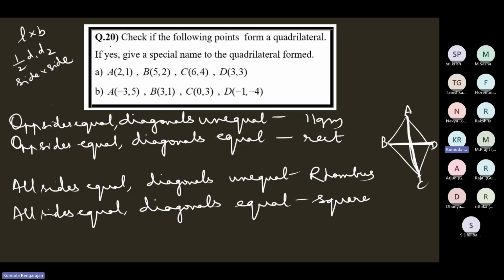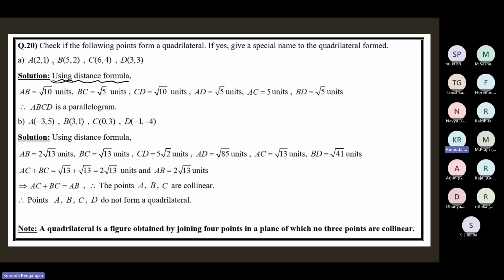I'm talking about this question 20 AB, where the heading is: check if the following points form a quadrilateral. Check if it forms a quadrilateral, and if it forms, give a special name. So for the first one, for these points, find AB, BC, CD, AD, these four sides. Along with that, find the diagonals AC and BD.